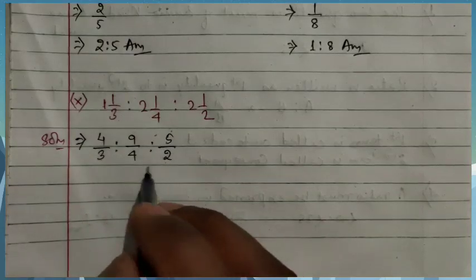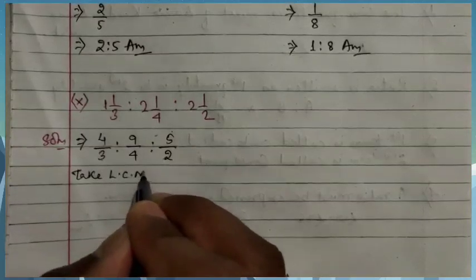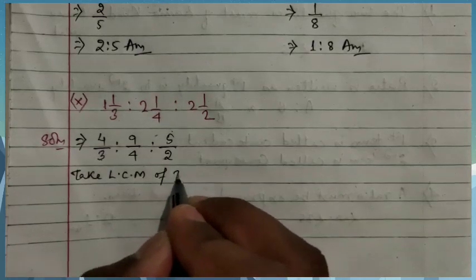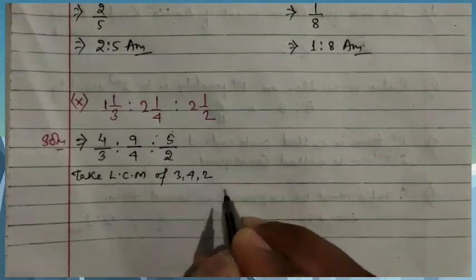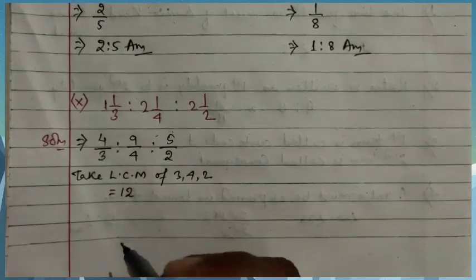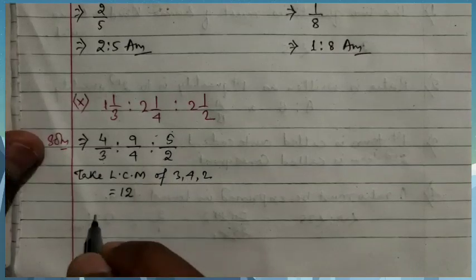We have to take the LCM of the denominators. I am writing the steps also so that you can solve this type of question. LCM of 3, 4 and 2 will be 12. Now we will convert all the fractions to denominator 12.